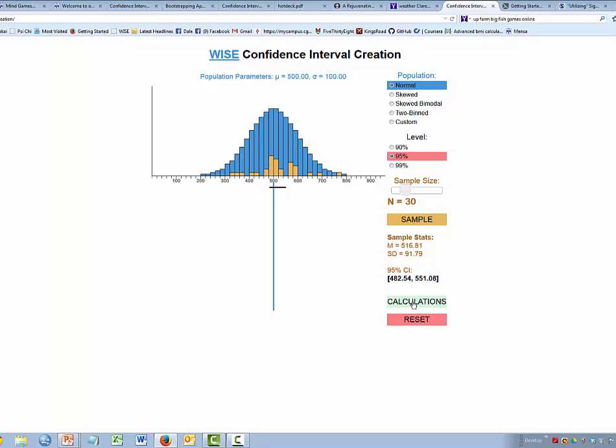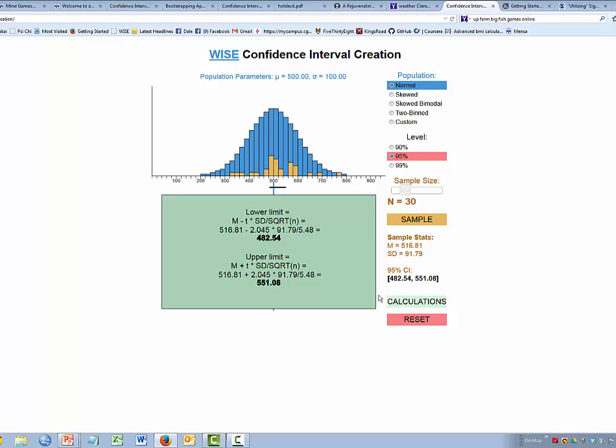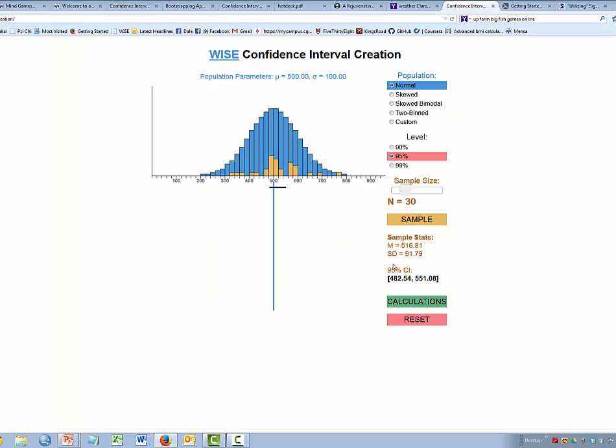If we want to see how the calculations work, we can press the calculation button, and we see the lower limit begins with the observed mean, and we subtract t times the standard deviation divided by the square root of n to get the lower limit, and we take this likely error and add it to the sample mean to get the upper limit, 482 to 551. We can close the calculations by just pressing the button again.